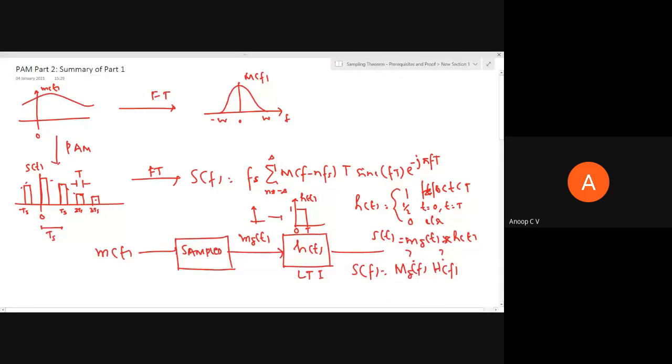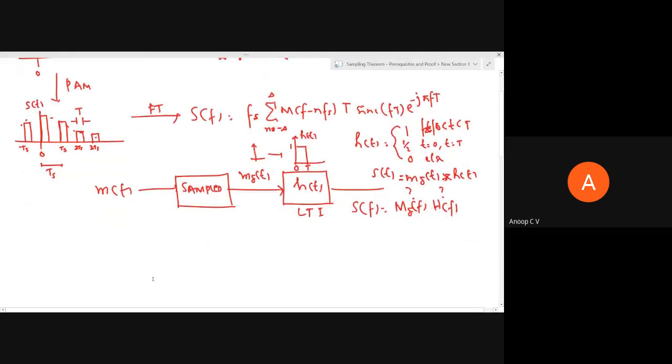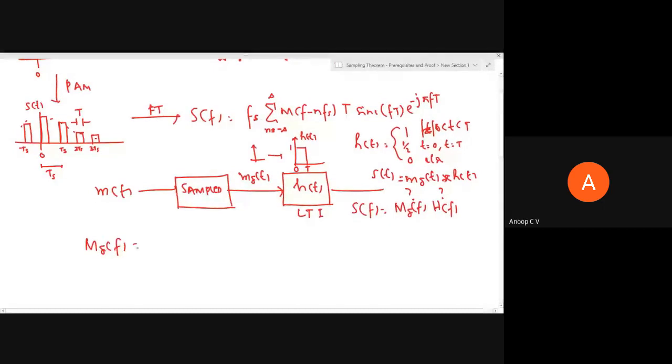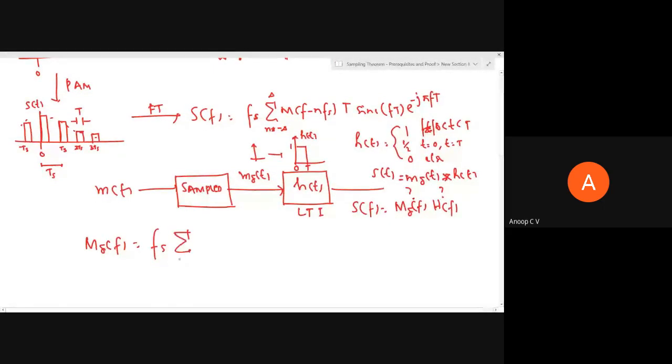And m delta of f, we already know, we have discussed it many times. m delta of f is nothing but the spectrum of the instantaneous sampled signal. It is fs into the sum over n from minus infinity to infinity of m of f minus n fs, where m of f is the spectrum of the original message signal. We have seen this spectrum is the spectrum of the original message signal shifted to every integer multiple of fs and scaled by an amount fs. So that's our m delta of f.